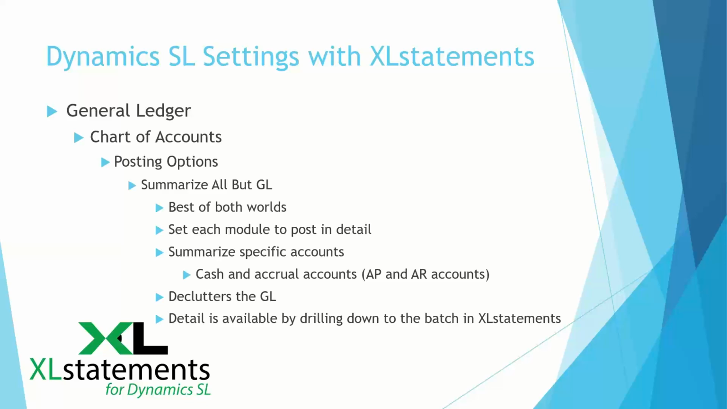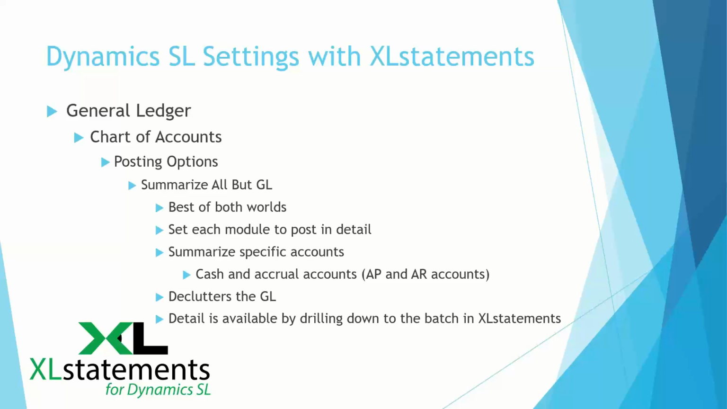And if you post or release any module in summary, you're going to lose all detail in that GL drill down, that second level drill down in Excel statements. So if you're using the project series, you're not going to see the project and the task. You're not going to see the external reference number. If it's an AP batch, you're not going to see the vendor ID and vendor name. You have to be posting in detail to see that at the general ledger.